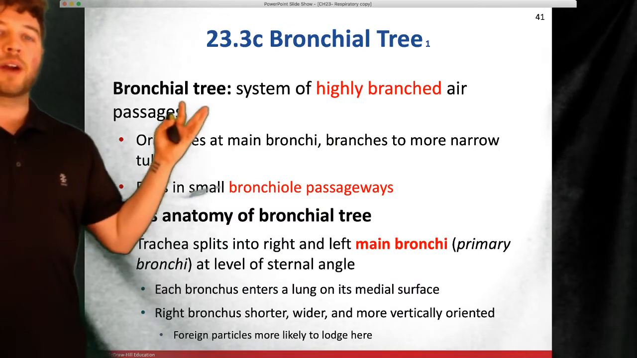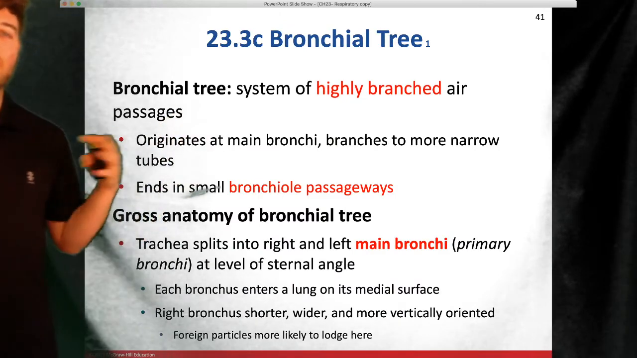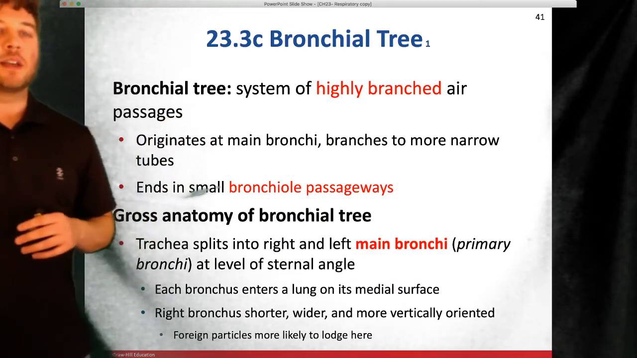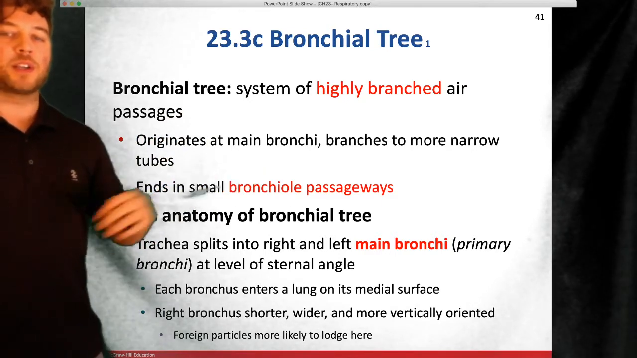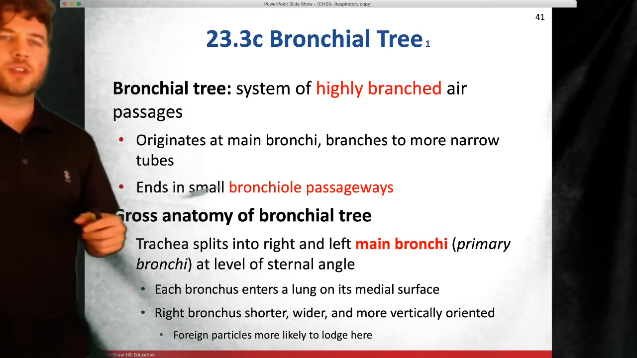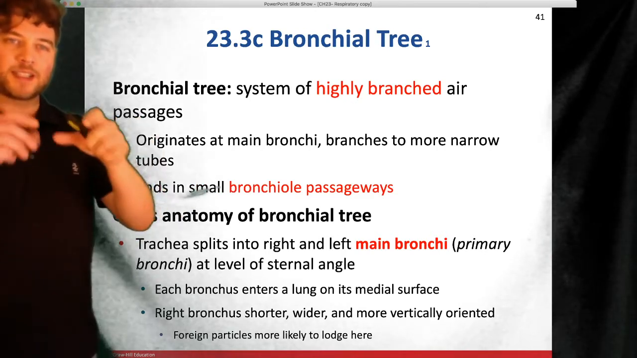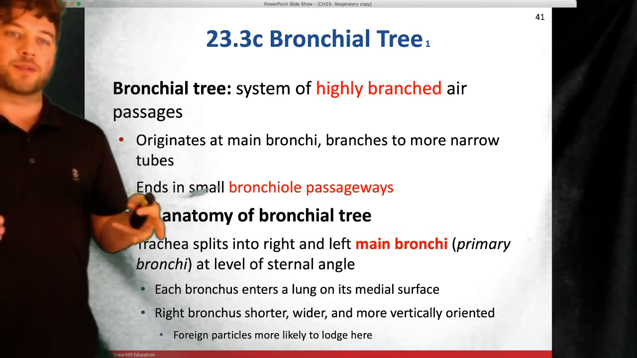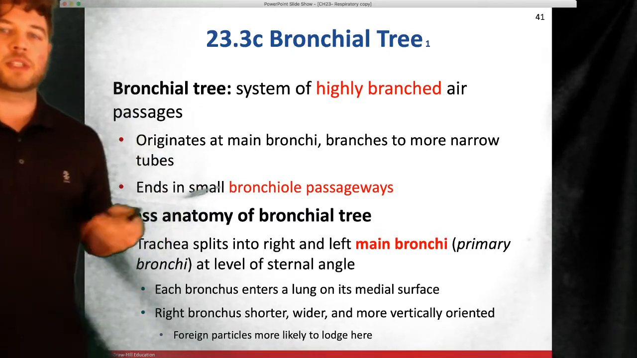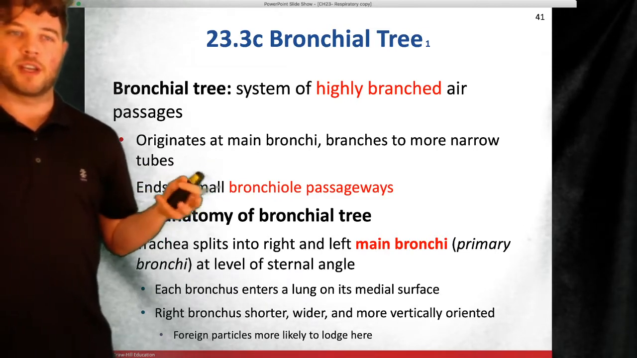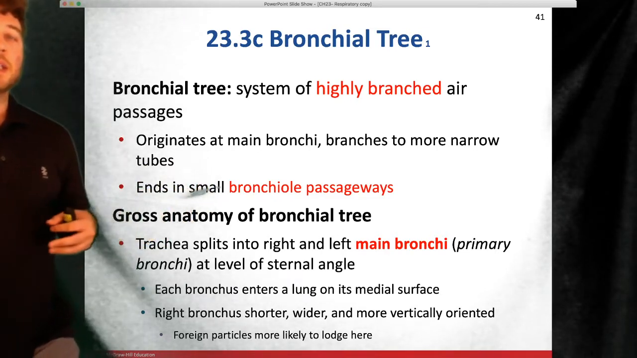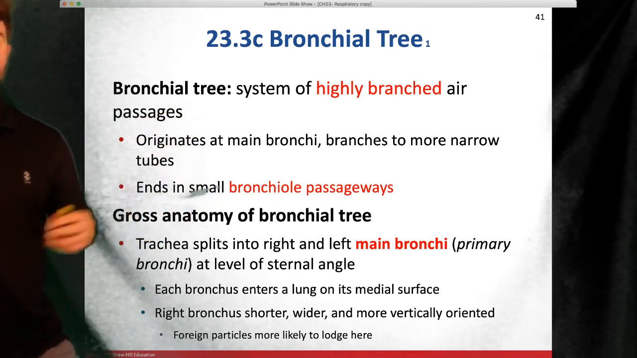Okay, now moving into the bronchial tree. The bronchial tree is a system of highly branched air passages. It originates at the main bronchi, branches to more narrow tubes, and ends in the small bronchial passageways. So for the most part, it's basically an extension of your trachea. It has some slight structural and physiological differences, mainly that these can start to dilate and constrict versus your trachea, which really doesn't. And we'll see how highly branched this gets.